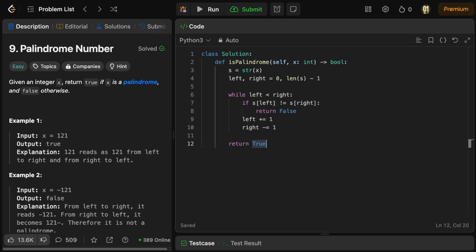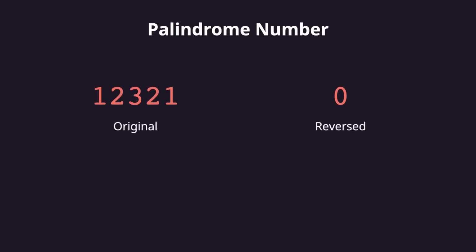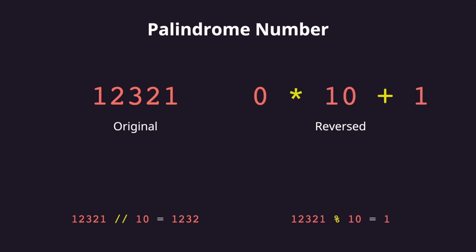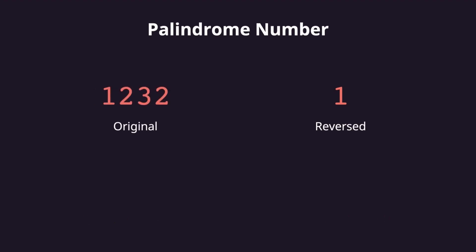While this approach works, in an interview they might ask you to solve it without converting the number to a string. So let's do that instead. We start with the original number and its reversed version, which we initialize to 0. Then we use a loop to repeat these steps. First, we compute the integer division of the number by 10 and the remainder, and then we append the remainder to the right of the reversed number. To do this, we multiply the current reversed number by 10, which shifts its digits left, and then add the remainder. Next, we remove the last digit from the original number by performing integer division by 10.